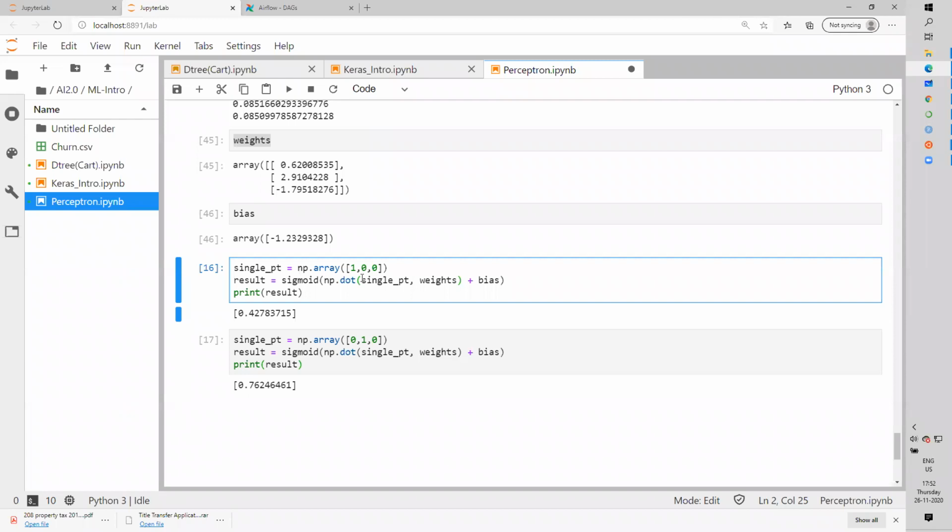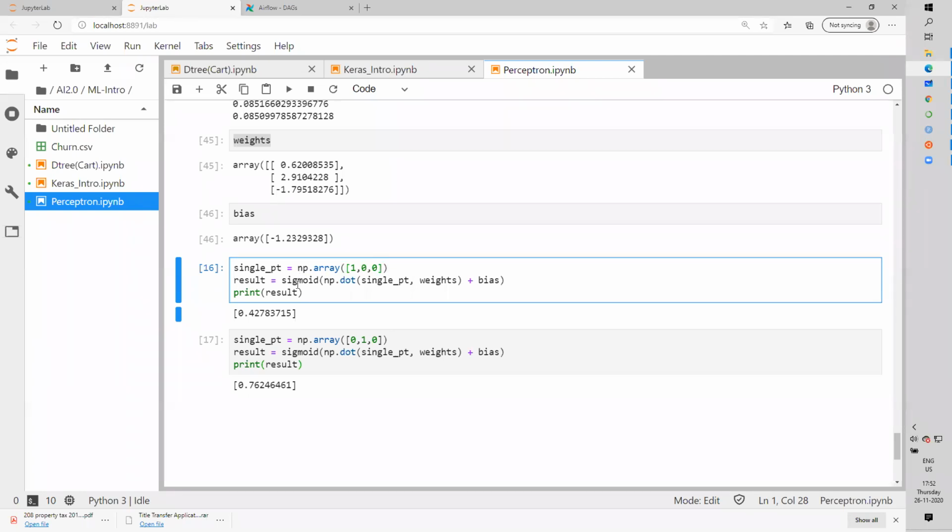Now we have the weights, and if we have to find out what would be the output for a given input, I am creating an input here. How many inputs are required to our model? 3 inputs, x1, x2, x3. So these are the 3 inputs that I am giving: 1, 0, and 0.